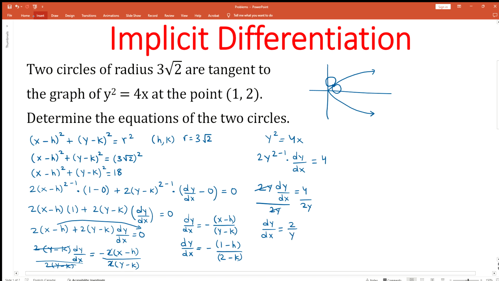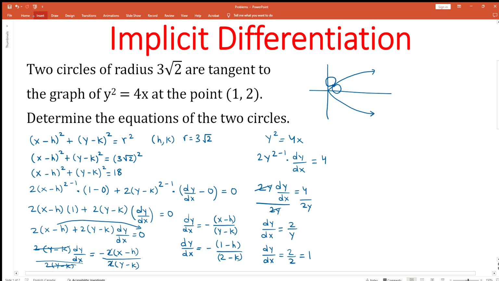We have to find dy over dx for the tangent at the point 1, 2. So we can sub in y as 2. I get 1. This is the slope of the tangent we get from the equation of the curve. Since the circles are tangent to the curve at the point 1, 2, the slope of the tangent from the equation of the circle and the equation of the curve at point 1, 2 should be the same.